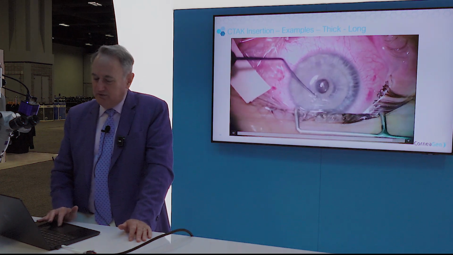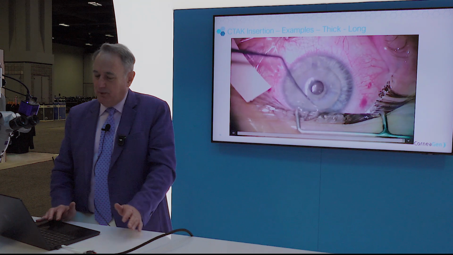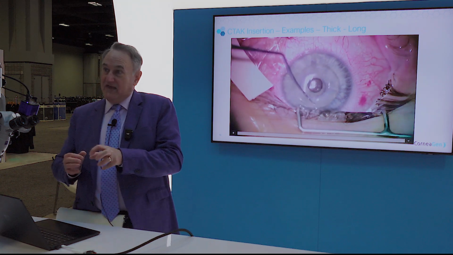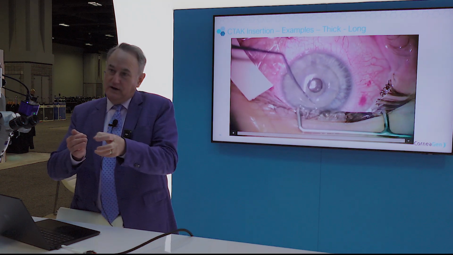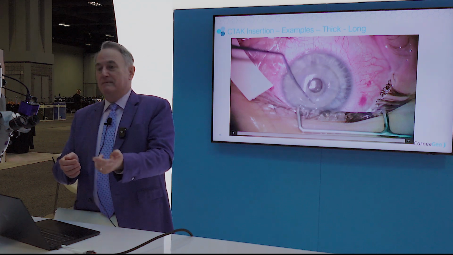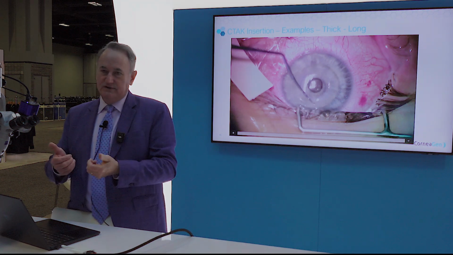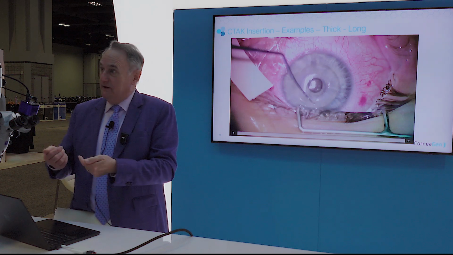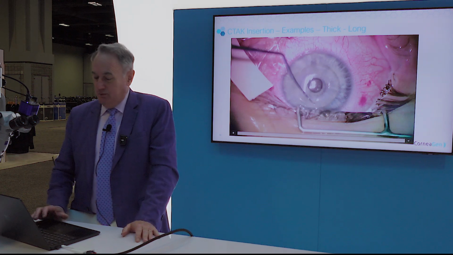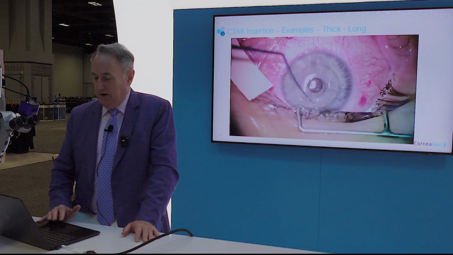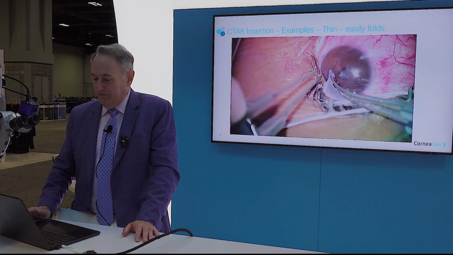And what you'll notice here is that on the initial incision part of it, I try to go ahead and get that part about 15 to 20 or 30 degrees away from the incision, and then stretch the tissue all the way around and then grab the other side. So this is more specific for the thick and long pieces of tissue, which are sometimes more challenging to insert.